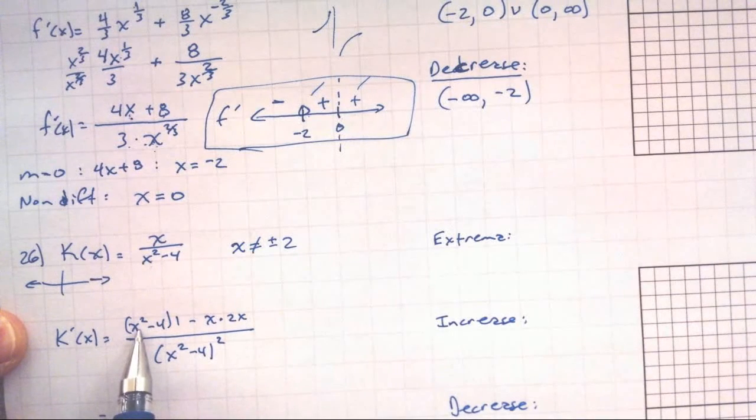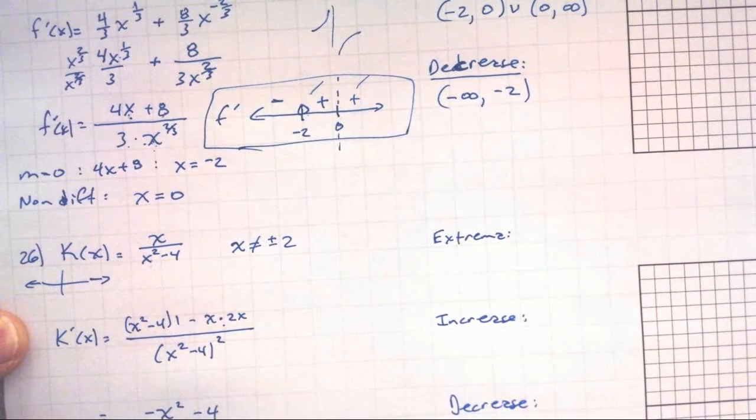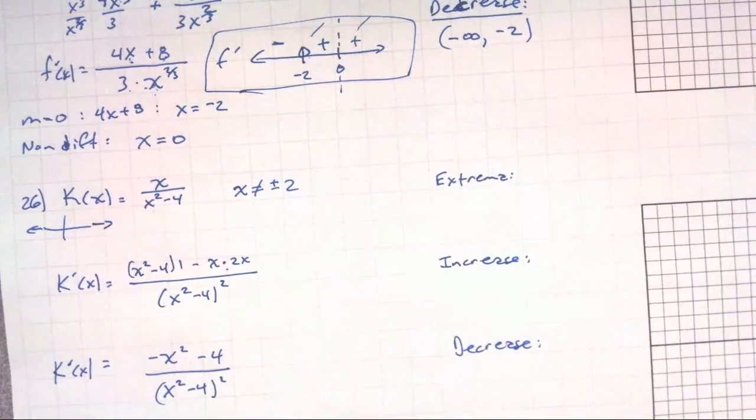Equals, I'm going to get an x squared minus 2x squared. That's a negative x squared. I'm going to get a minus 4, all over x squared minus 4 squared. And I want to know, when is the slope 0? The slope is 0 when negative x squared minus 4 equals 0, or when x squared equals negative 4, but that can't happen. This graph never levels off.